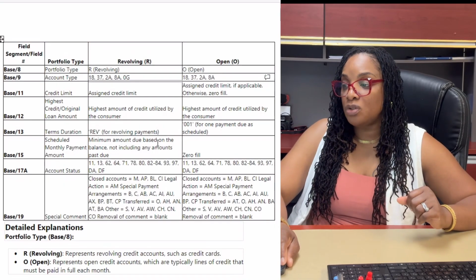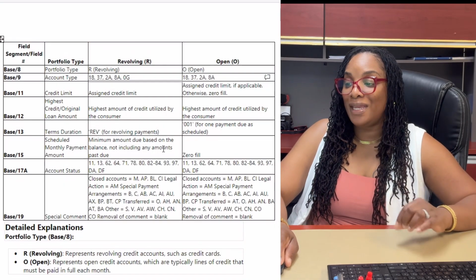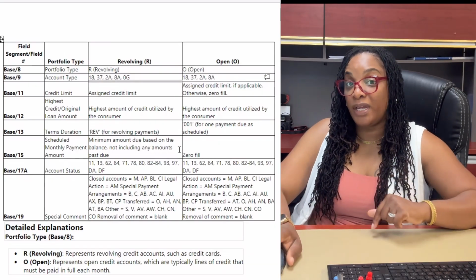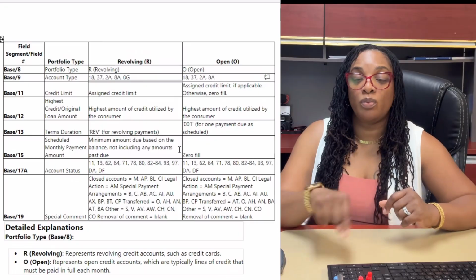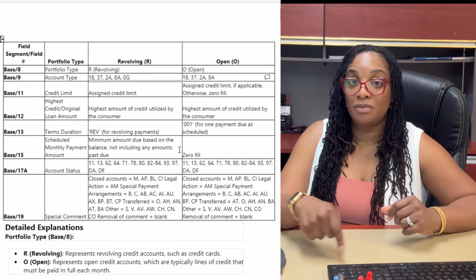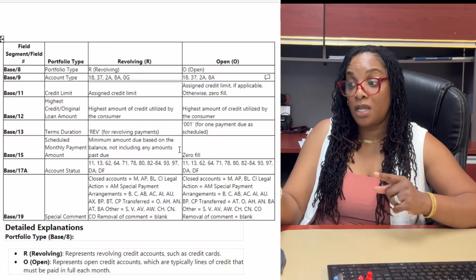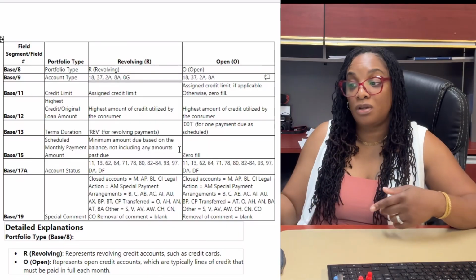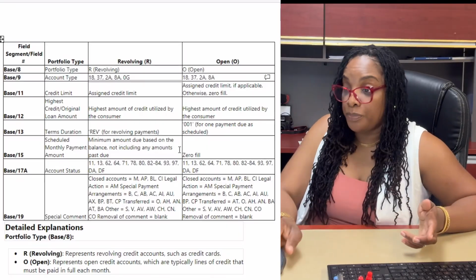Minimum amount due based on the balance, not including any amounts past due. Okay, make sure it's reporting correctly, because that's another thing with Metro 2. The field not only has to be reporting when it's required, but it has to be reporting correctly. So make sure that you know how it's supposed to be reporting, so you know what to look for, so that you can call them on it when they don't do it.